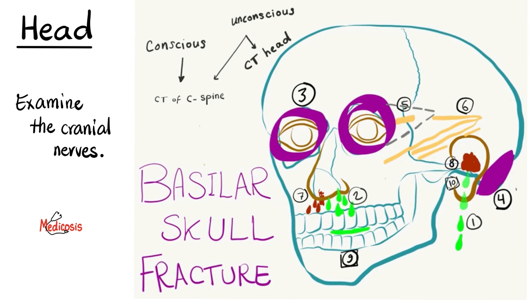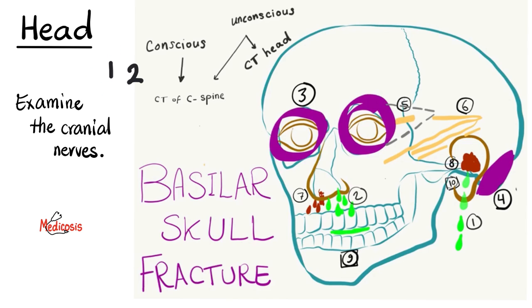Now, from head to toe examination. For the head, examine the cranial nerves. Of course, it's hard to examine all of them in an emergency situation, but here are the ones that you should examine. Cranial nerve 1 is the olfactory nerve. So if you have something that has a characteristic smell, you can ask the patient to smell it to make sure that the olfactory nerve is intact.